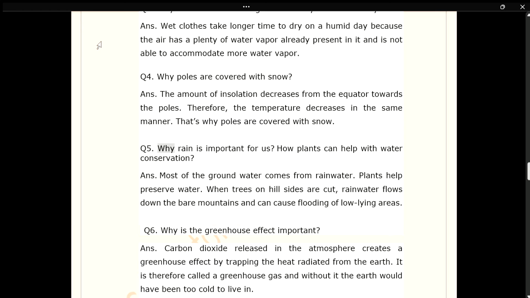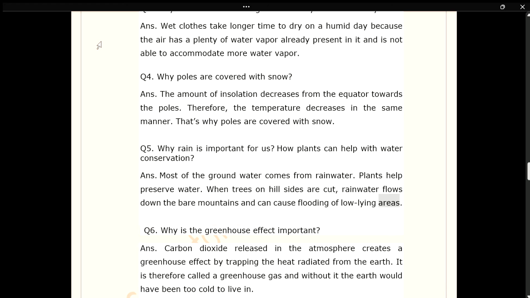Q5. Why is rain important for us? How can plants help with water conservation? Ans. Most of the groundwater comes from rainwater. Plants help preserve water. When trees on hillsides are cut, rainwater flows down the bare mountains and can cause flooding of low-lying areas.